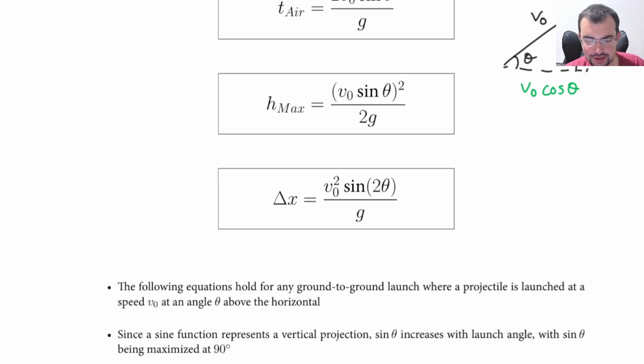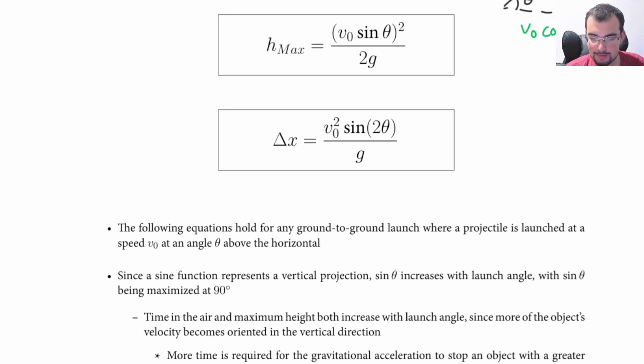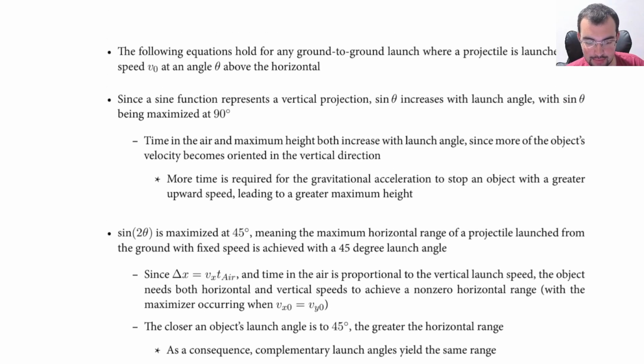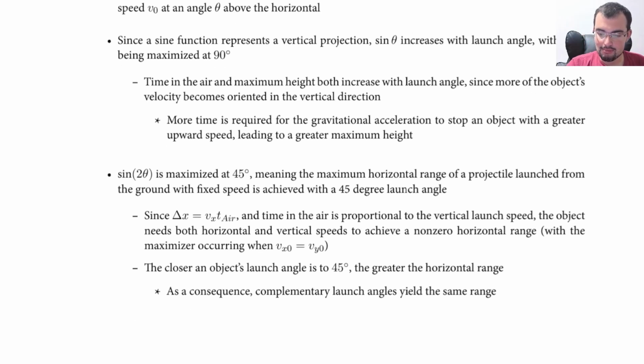And the range equation is a bit harder to think about what's happening here. So I think I'll just kind of spoil this for you. Sine is maximized when the angle inside is 90 degrees, right? Because the most vertical you could be is 90 degrees. So sine of 2 theta is maximized when theta is 45 degrees. So this is a fact that we should memorize, is that the maximum horizontal range for a ground-to-ground launch is achieved at 45 degrees.